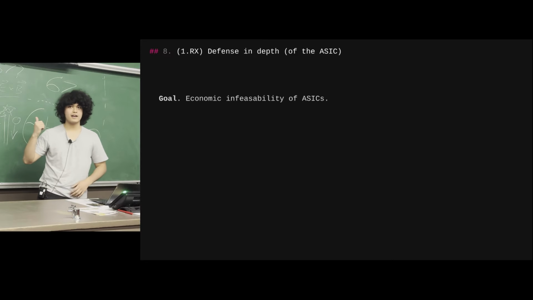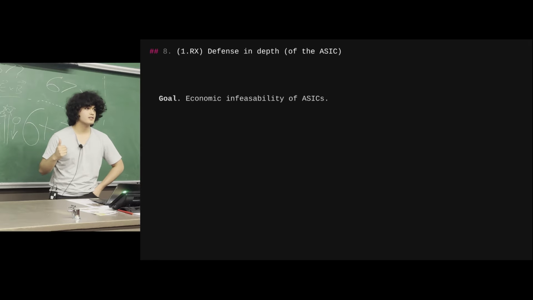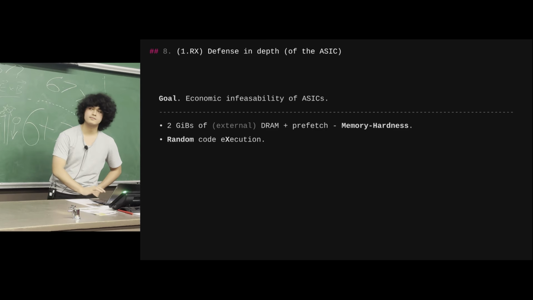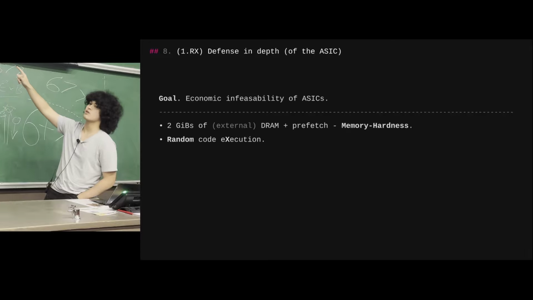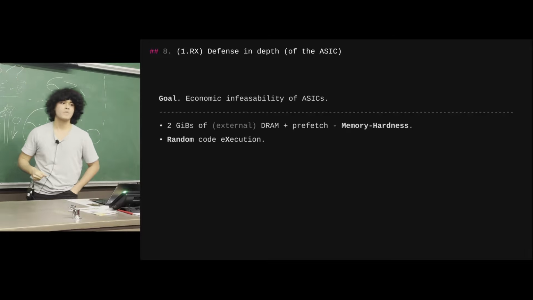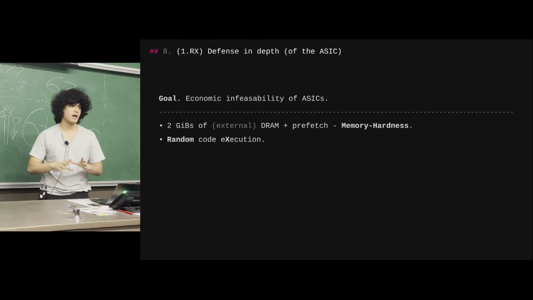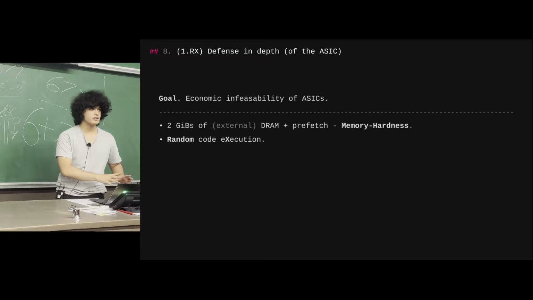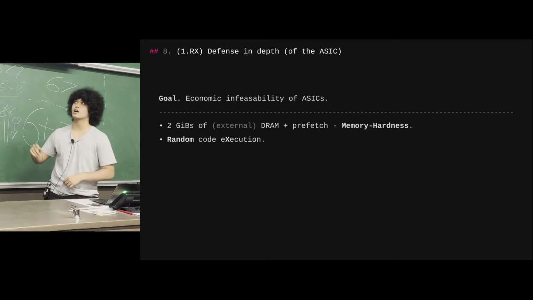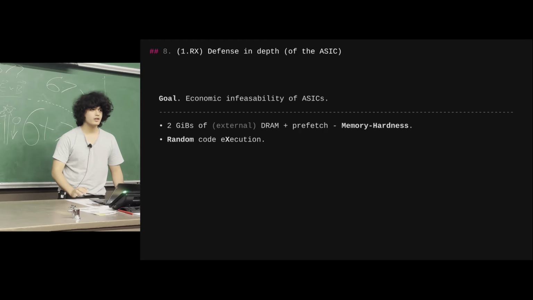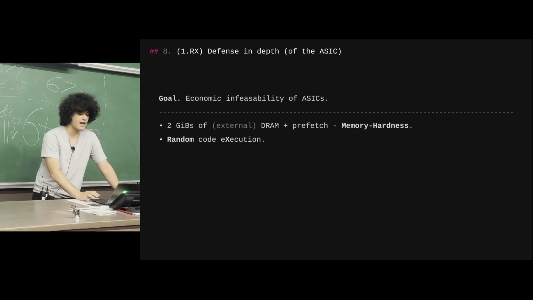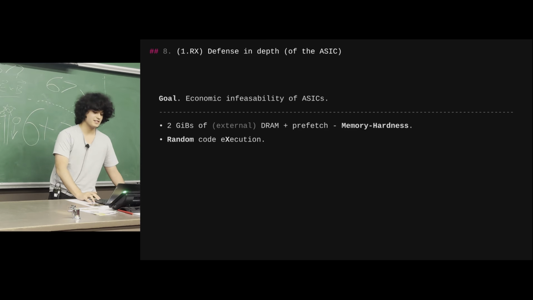So RandomX will tack on feature after feature to grow the cost of a custom ASIC. First, ASICs that implement RandomX must have 2 gigabytes of external DRAM, and you need to be able to prefetch that. How we actually force ASICs to include memory external to the chip is something called memory hardness. That's a function of the data set. When I explain the data set, it'll become clear why they're forced to do this. And we want random code execution. These are the 2 obvious ones. The goal is to force ASICs to include memory external to the chip and make the hash computation an actual random program, not fixed code. Right, so we already killed the ASIC part.